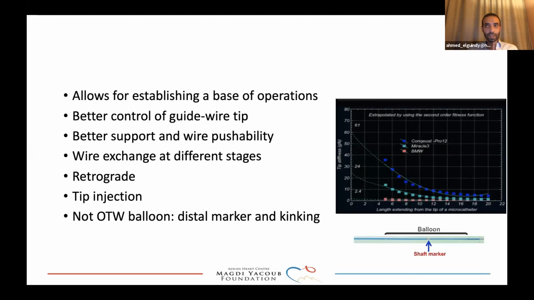success rates dramatically. So the combination of a dual injection, having two guiding catheters sitting in both sides, and using a microcatheter will substantially enhance your success rates without much else to learn, in all honesty. So the microcatheter allows for establishing a base of operations through which you can change different wires, change different wire curve shapes. It gives you better control of the wire tip because it removes any resistance encountered on the body of the wire in the proximal part of the vessel.